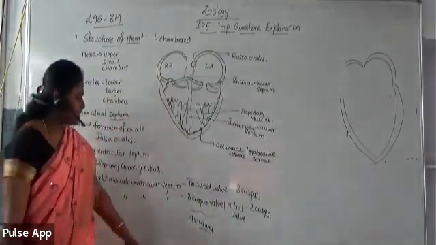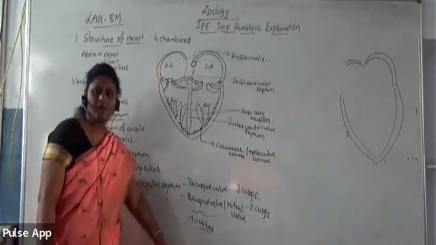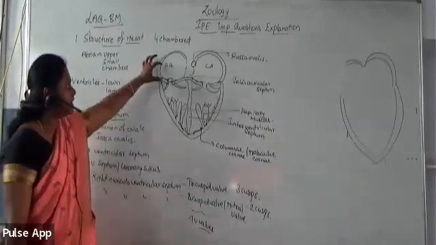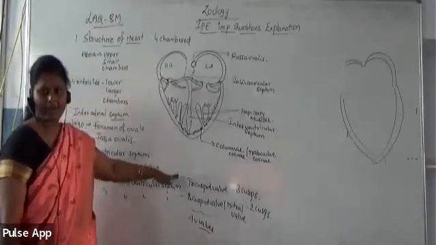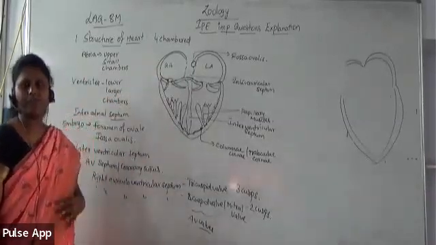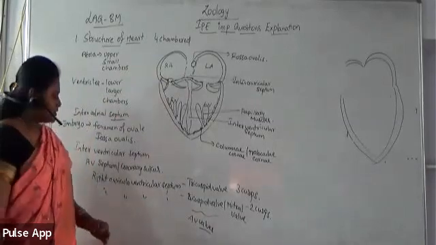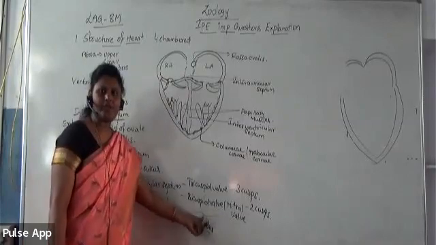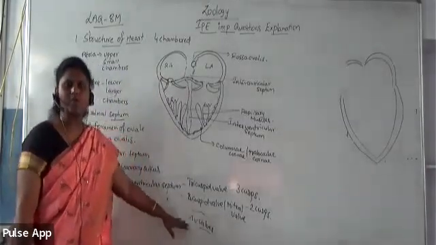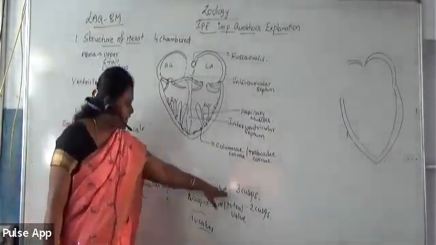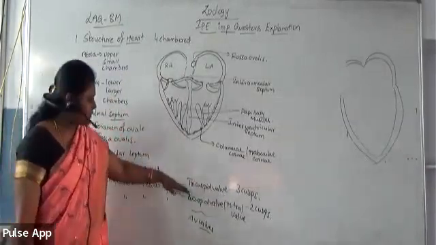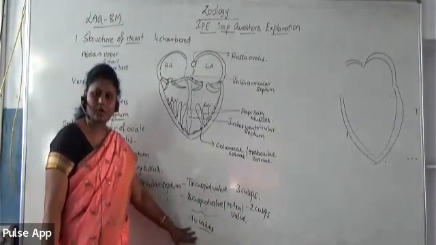So that is the meaning of valve. A valve always allows the blood to move only in one direction, but it prevents the backward flow. So that is the meaning of the valve. Here, AV valves are atrioventricular valves. Atrioventricular valves are the tricuspid valve and the bicuspid valve. Tricuspid valve and bicuspid valve together are called AV valves.